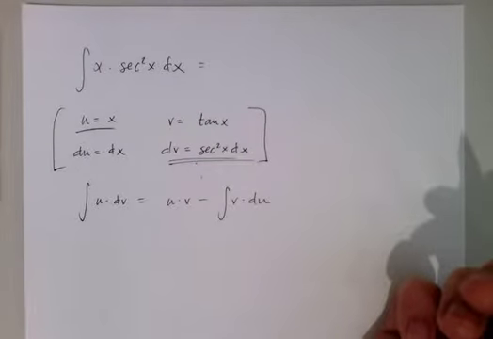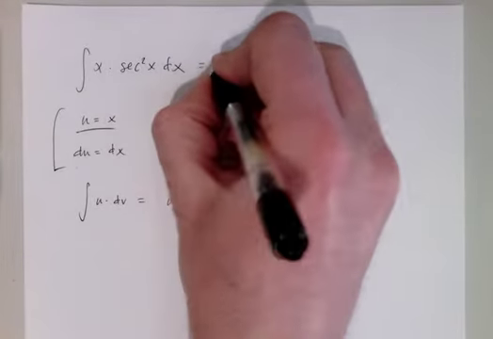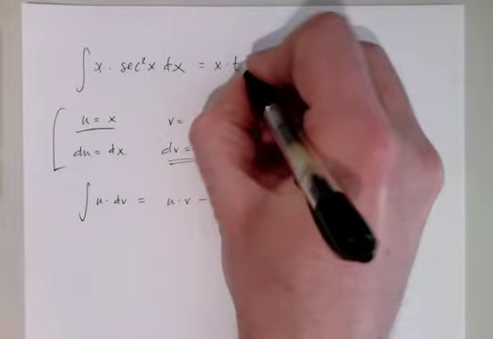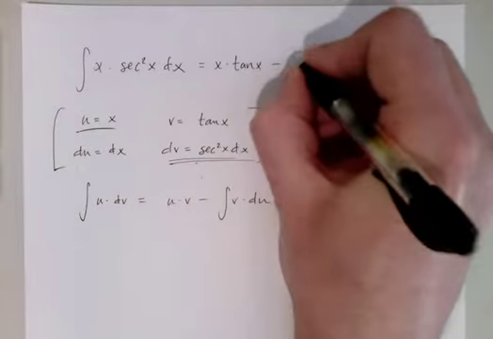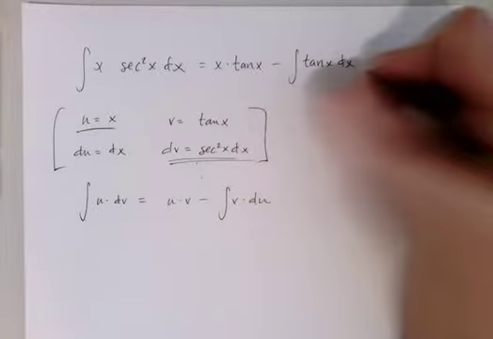However you want to set it up, however makes most sense to you. If your teacher does it a little bit differently, that's just a matter of keeping track of stuff and notation and making things nice and clean and neat and making sense to our own minds. That's just incidental. So that's u times v minus v du.